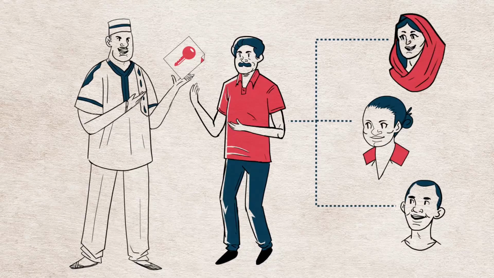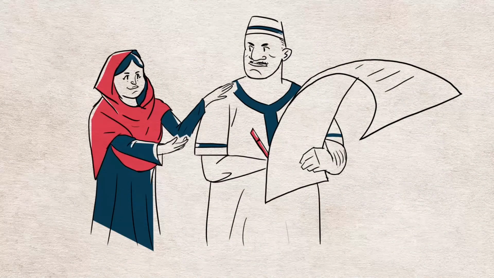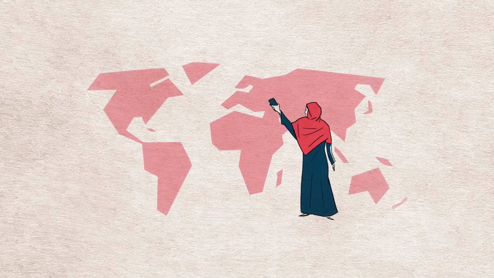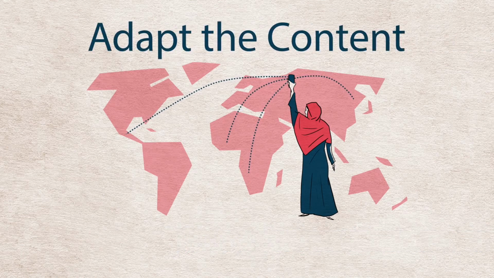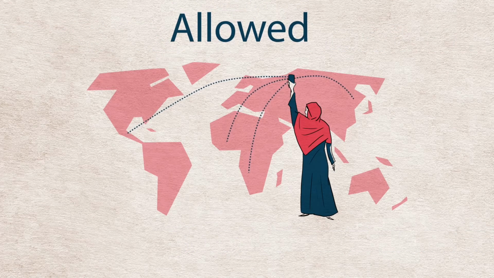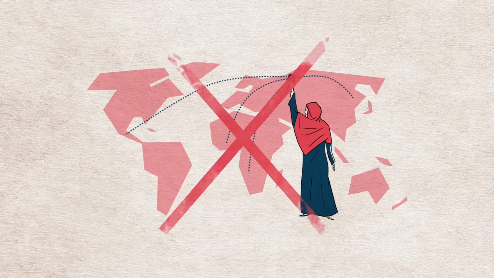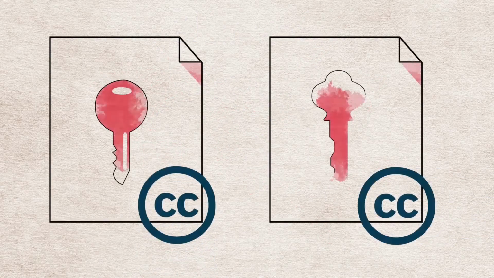You can select the Creative Commons license most suited to your requirements. Each license requires attribution to the author, so everyone who uses your content will know you created it. You can then decide whether you want to allow the user to change, translate, or adapt the content. And you can decide whether commercial use of the content is allowed or not. You can even choose a different license for each piece of content you produce.